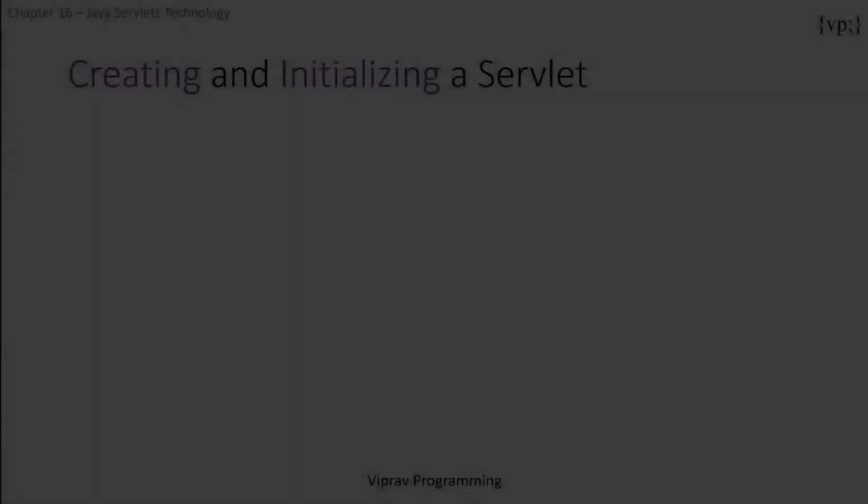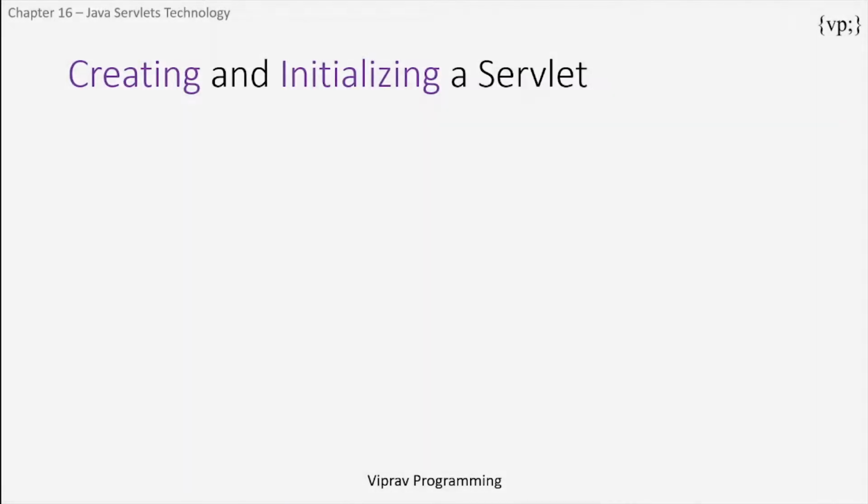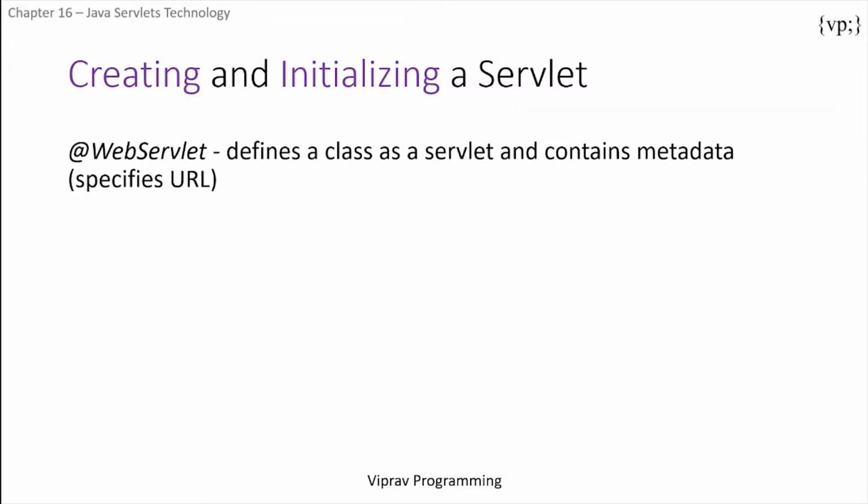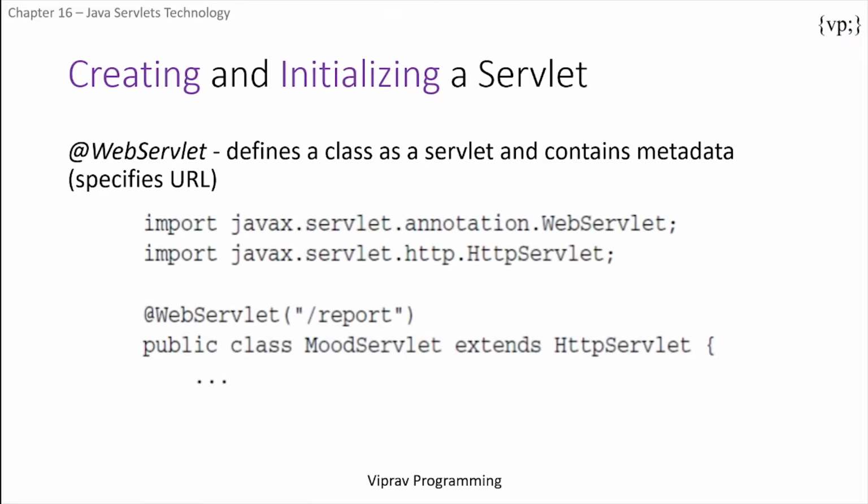Now let's take a look at how to create and initialize a servlet. You can use the annotation @WebServlet to define a class as a servlet and contain metadata inside the URL. Over here, you will see that we have the @WebServlet, and inside it, you can see that it specifies the URL for which this servlet is run on.